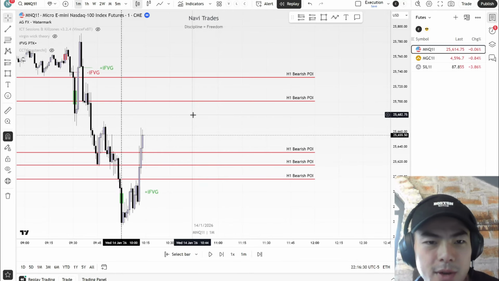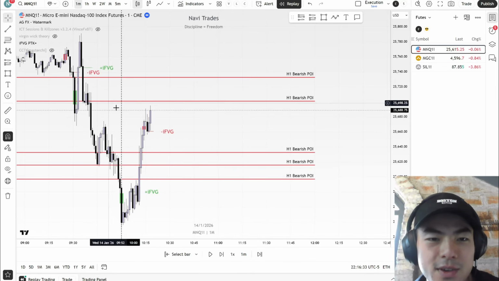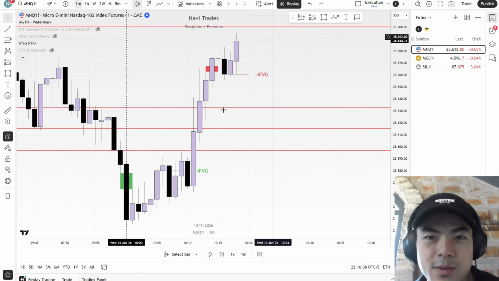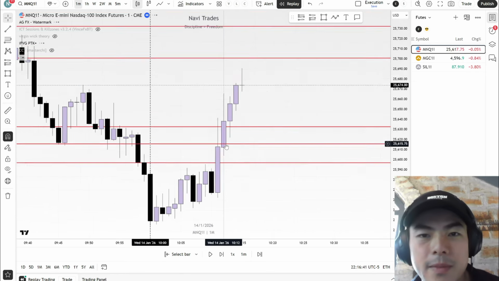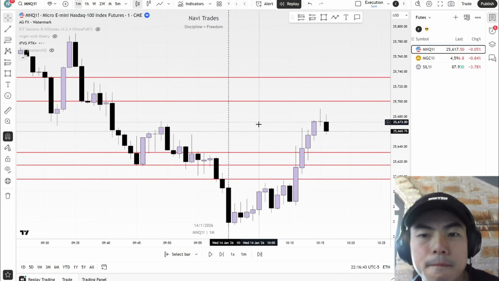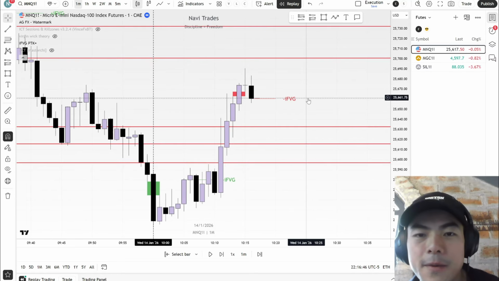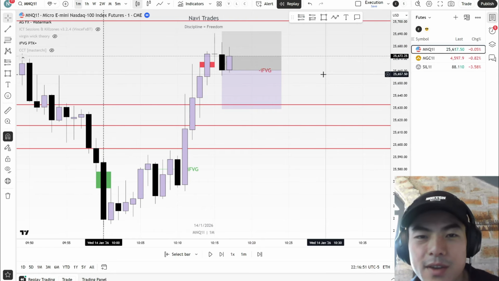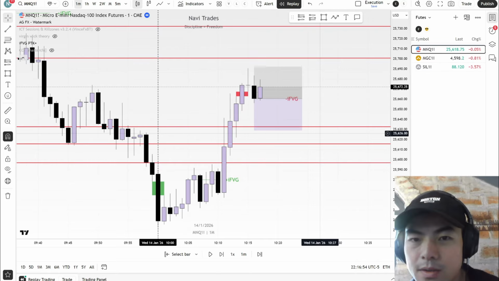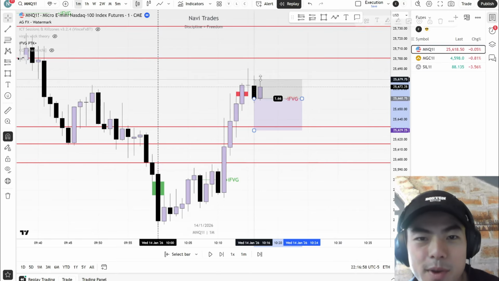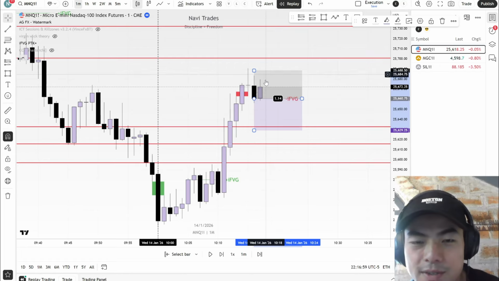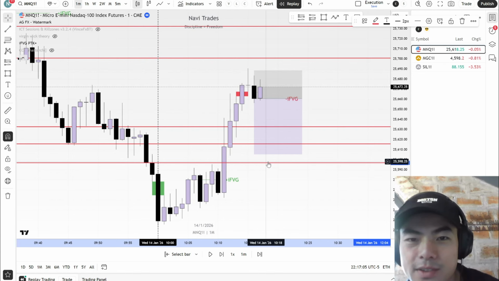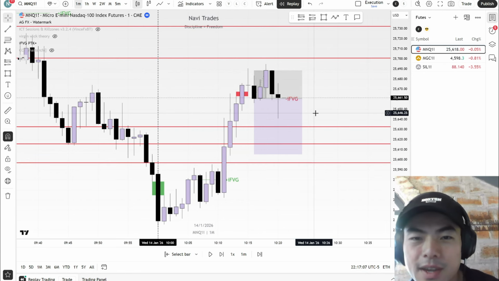Okay. POIs have been engaged. Okay, so there's your IFVG after engaging POIs. Let's go back a bit. Okay, so this is where I entered, confirmation of this IFVG. And then I put my stop just above the entry candle, as I always say, targeting 2R, but I got stopped out almost immediately. Yeah, within 2 minutes.